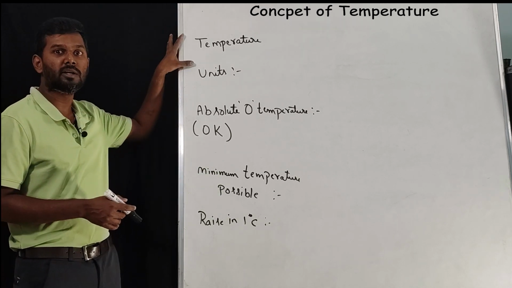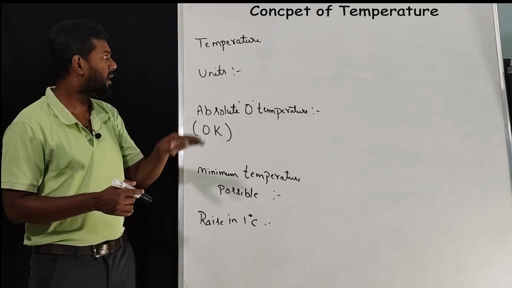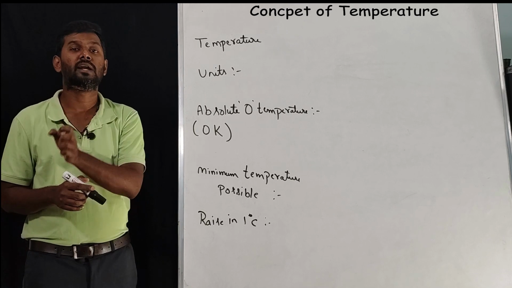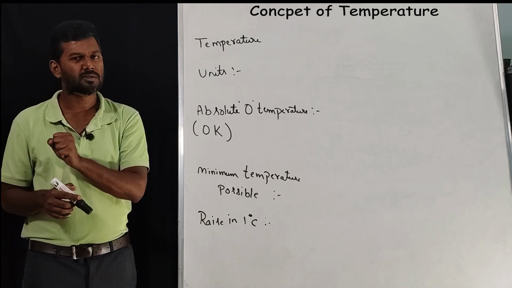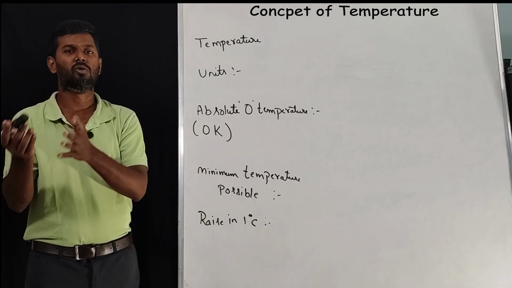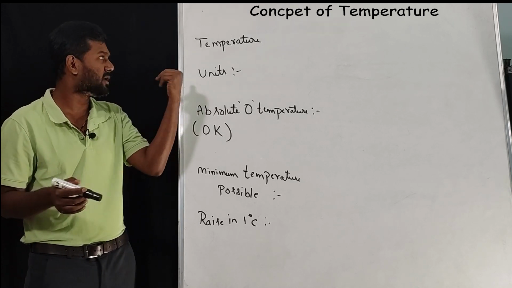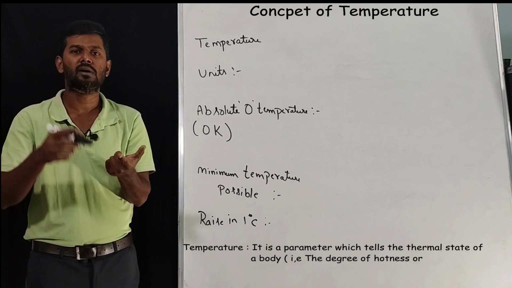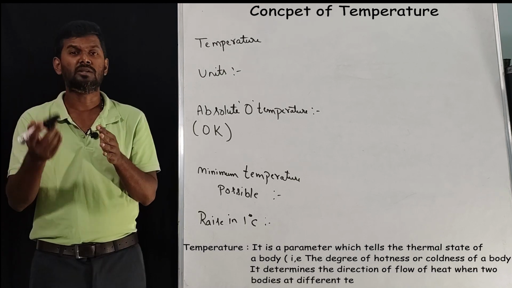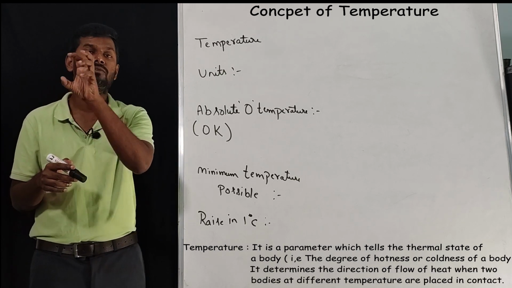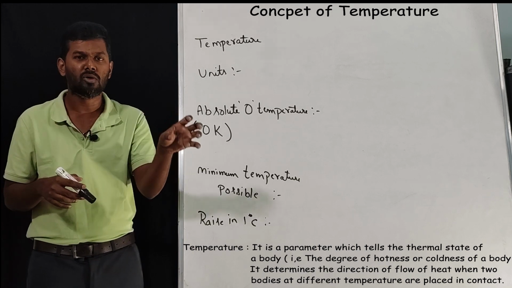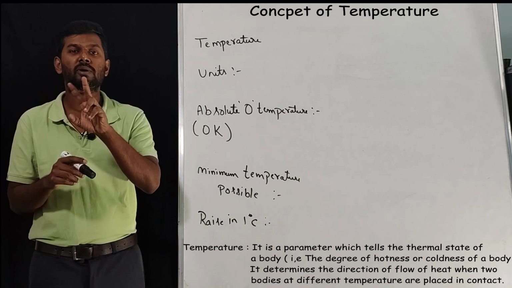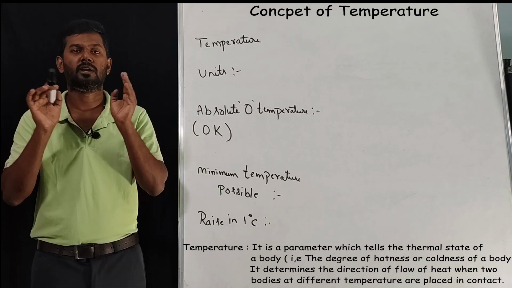Now we'll talk about the definition of temperature. Temperature is a parameter which tells the thermal state of a body. What do you mean by thermal state? Whether it is hot or cold, that is nothing but the thermal state. Temperature tells us whether the object is hot or cold, and it also determines the direction of flow of energy from one body to another body when they are kept in contact. The condition should be, they should be having two different temperatures.